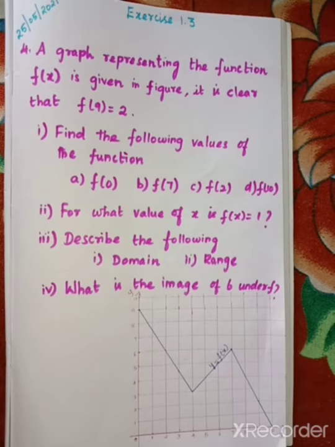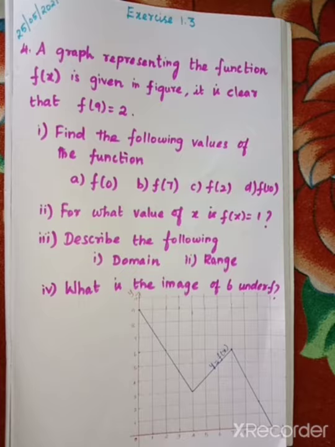Exercise 1.3, fourth question. A graph representing the function f of x is given in the figure. It is clear that f of 9 equals 2. First subdivision: find the following values of the function: f of 0, f of 7, f of 2, f of 10. Second subdivision: for what values of x is f of x equal to 1? Third subdivision: describe the following domain and range. Fourth subdivision: what is the image of 6 under f?